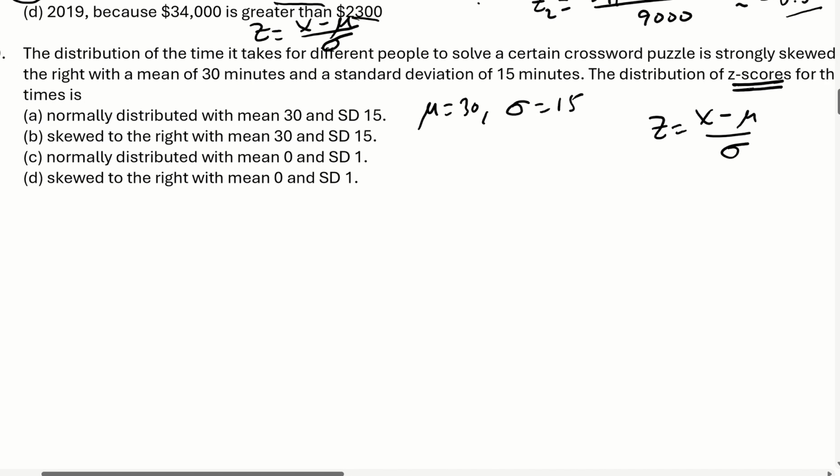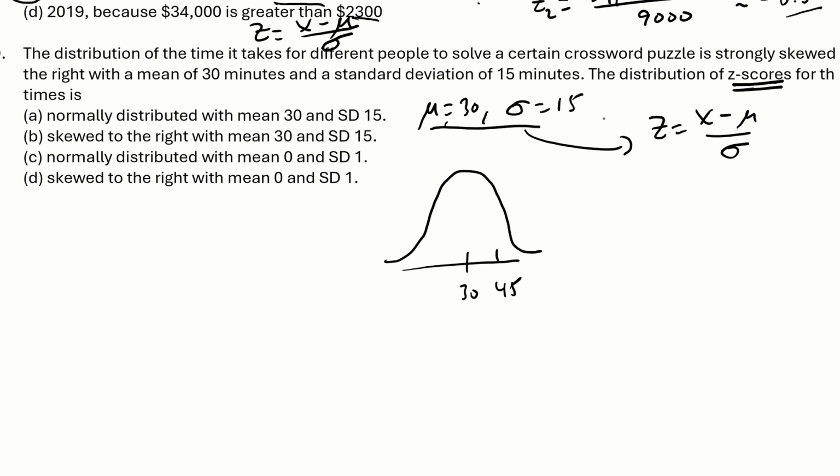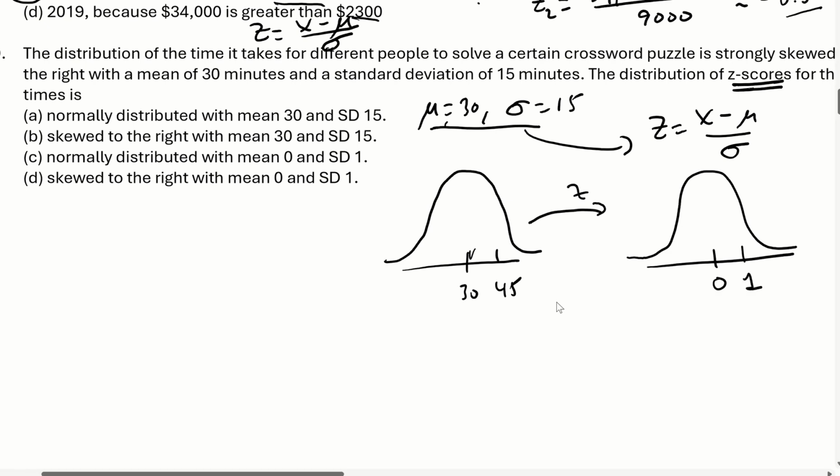So this is a transformation problem. Anytime you're converting from something to a z-score, the mean is always going to be 0, and the standard deviation is going to be 1. So if you had a normal distribution, this is just an example, where the standard deviation is 15 and the mean is 45. If you convert that to z, you're going to have a normal distribution with a mean of 0 and a standard deviation of 1. That's always going to be the case.